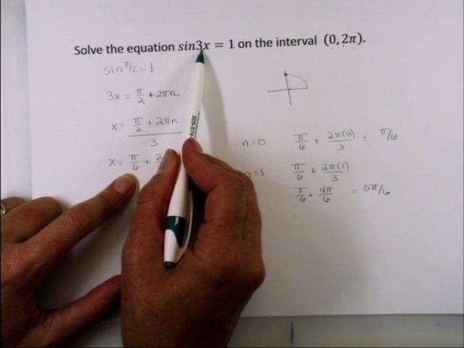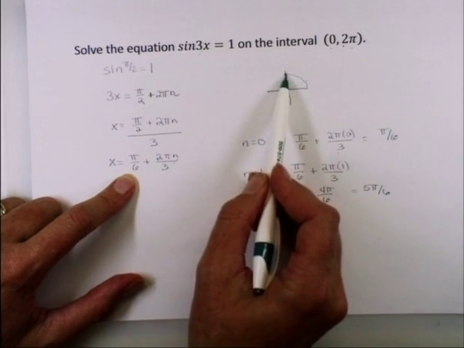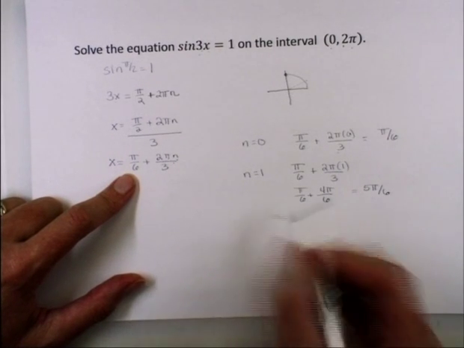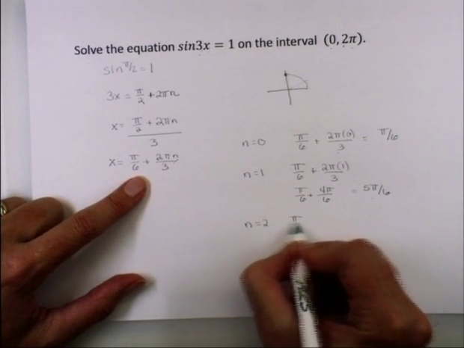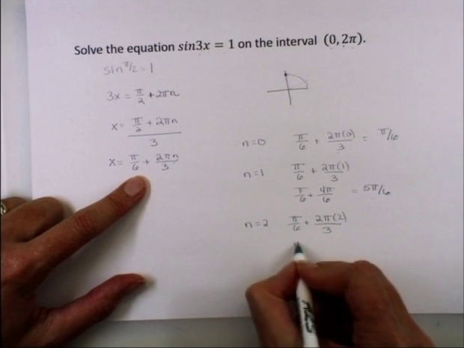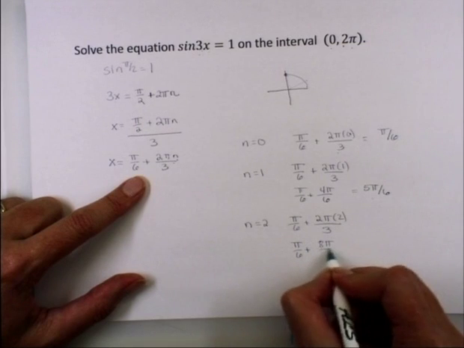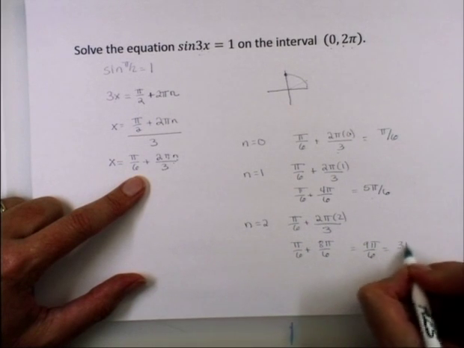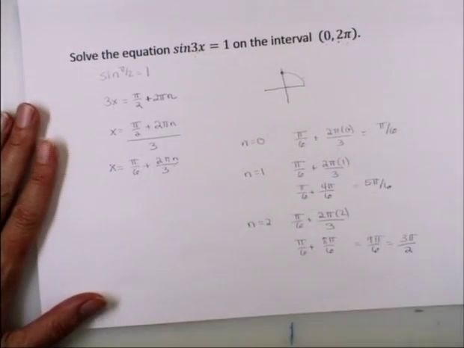If I take 5 pi over 6 and multiply it times 3x, I get 15 pi over 6, which also is a coterminal angle with pi over 2. So I'm still finding solutions, and I'm going to keep going until they're too big. So I've used pi over 6 plus 2 pi times 2 over 3, and I get pi over 6 plus 4 pi over 3, and I'm going to write that as 8 pi over 6, which is 9 pi over 6, or 3 pi over 2, which is still in this interval.